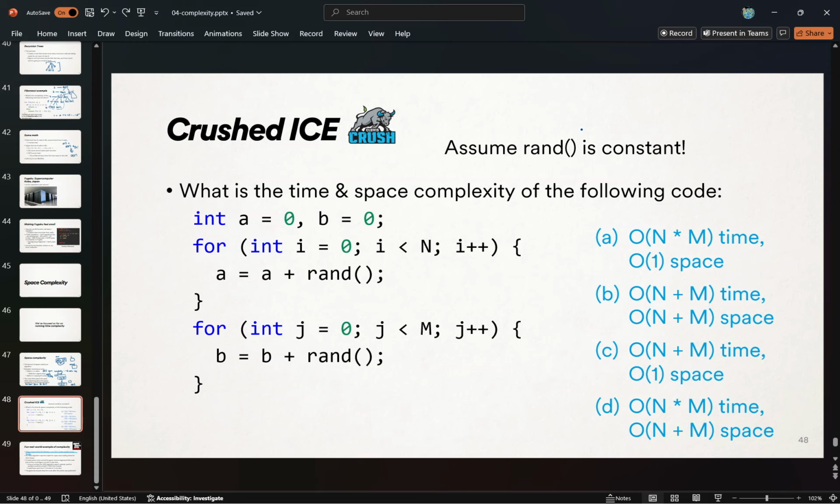You're not sure which of N and M are bigger as well. You have no control. No control at all.